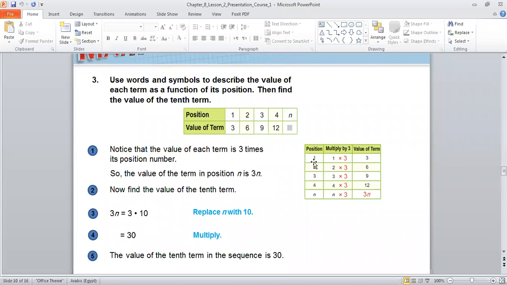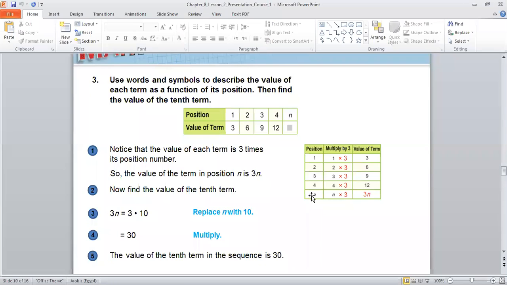Again, look with me at this table. 1 multiplied by 3 gives me 3. 2 multiplied by 3 gives me 6. 3 multiplied by 3 gives me 9. So if the input, the position, is 3, the output or the value will be 9. If the position x is 4, then 4 times 3 gives me 12.